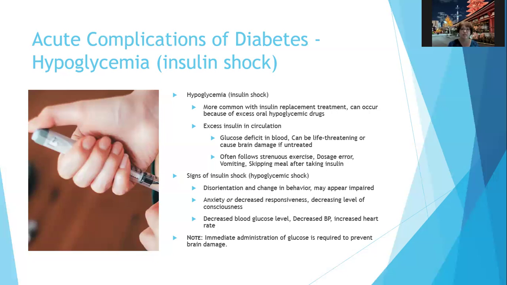So the signs that you'll see are disorientation and a change in behavior, and the person may appear impaired and you don't know why. It could cause anxiety or decreased responsiveness, either one of those two, and a decreasing level of consciousness to the point where people can lose consciousness. There's decreased blood glucose level, decreased blood pressure, and increased heart rate. Immediate administration of glucose is required to prevent brain damage. So insulin shock is a very serious acute complication of diabetes.